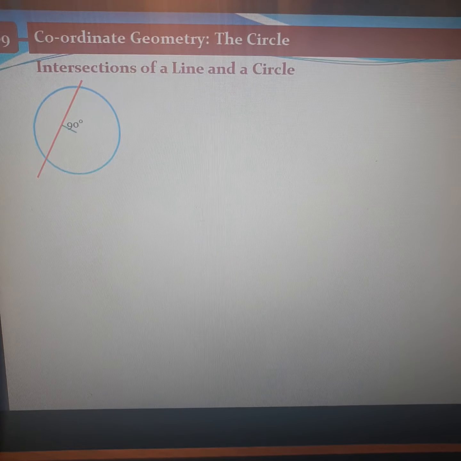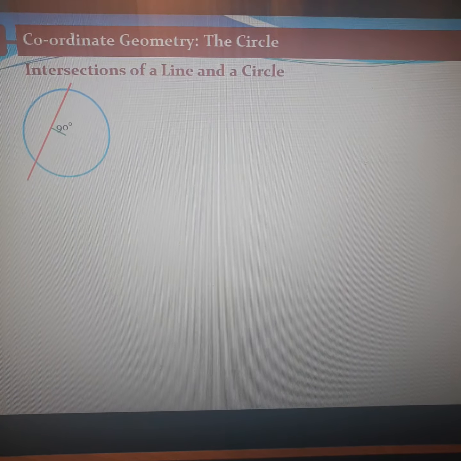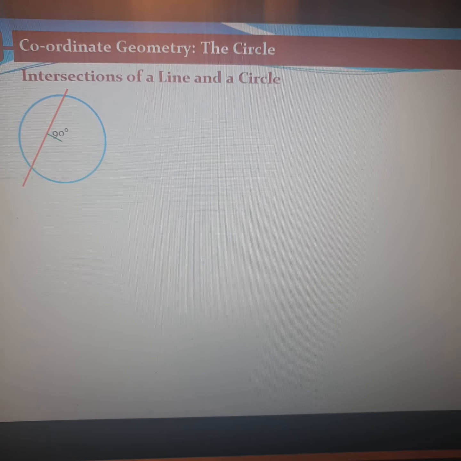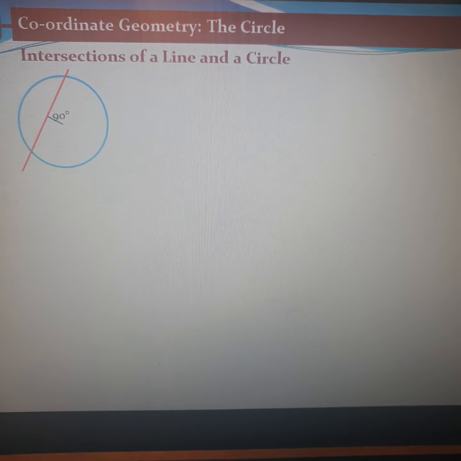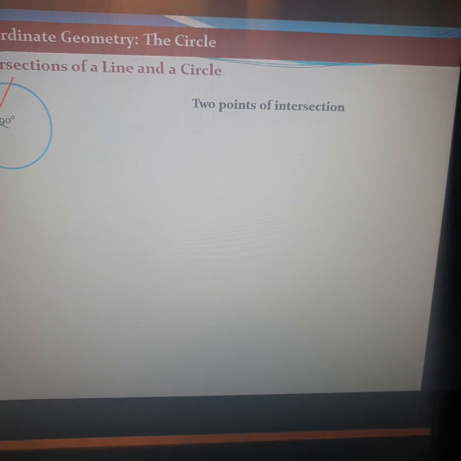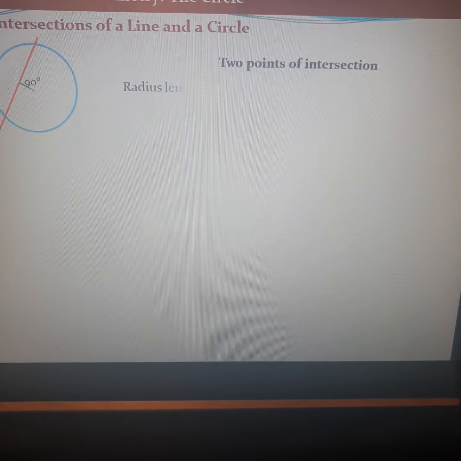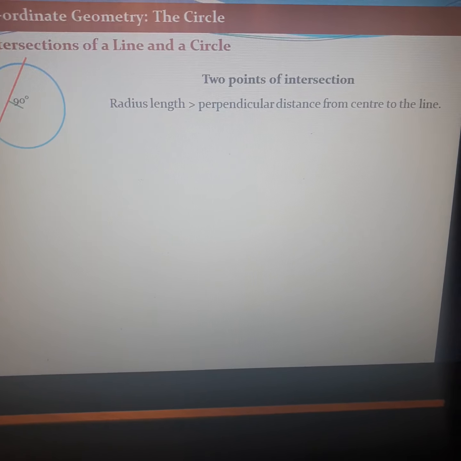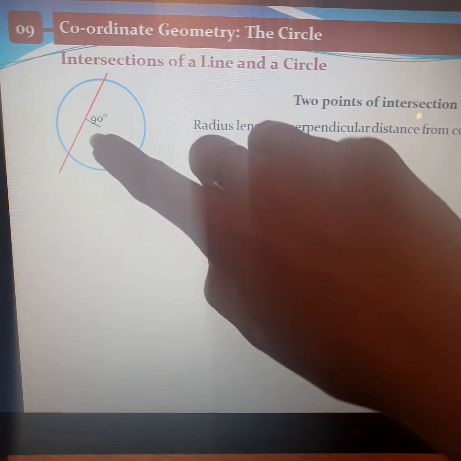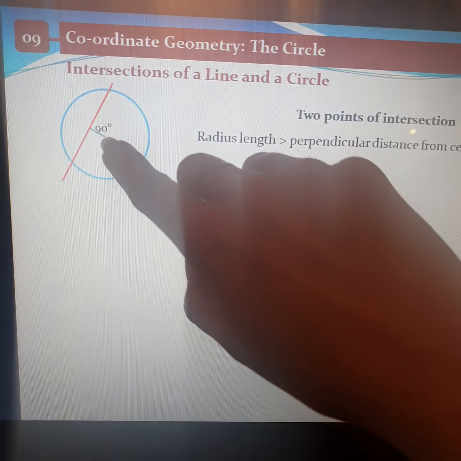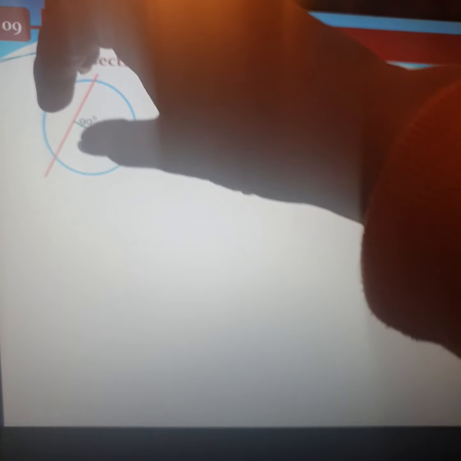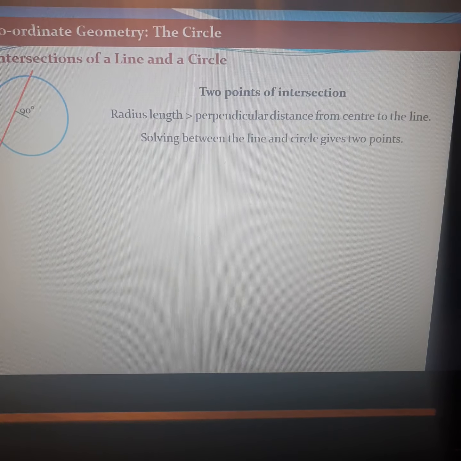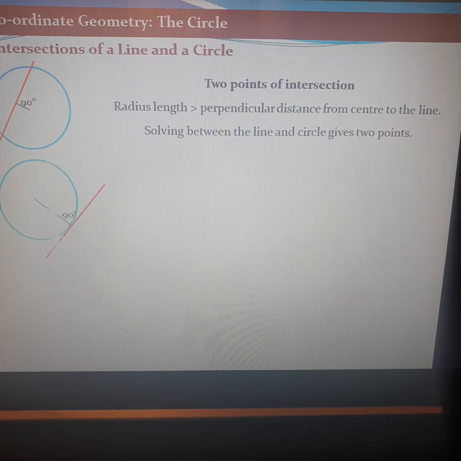Say we have a line that intersects the circle, and the line from the center to that intersecting line creates a right angle, 90 degrees. There are 2 points of intersection here. So if there are 2 points of intersection, the radius length is greater than the perpendicular distance from the center to the line, because the radius goes from the center out to the edge. Solving between the line and the circle gives us 2 points.